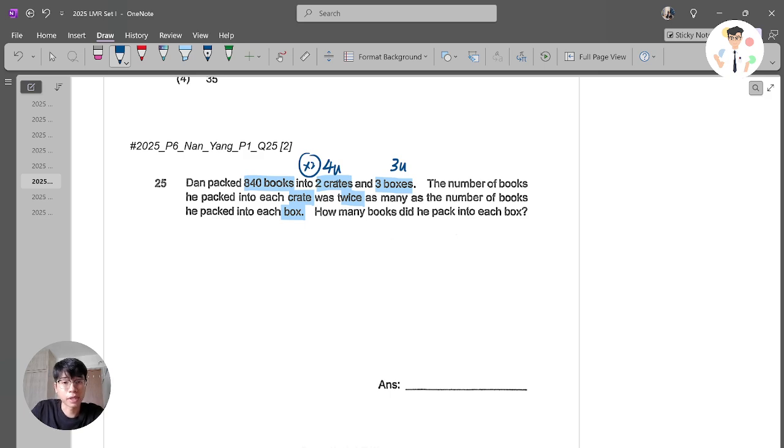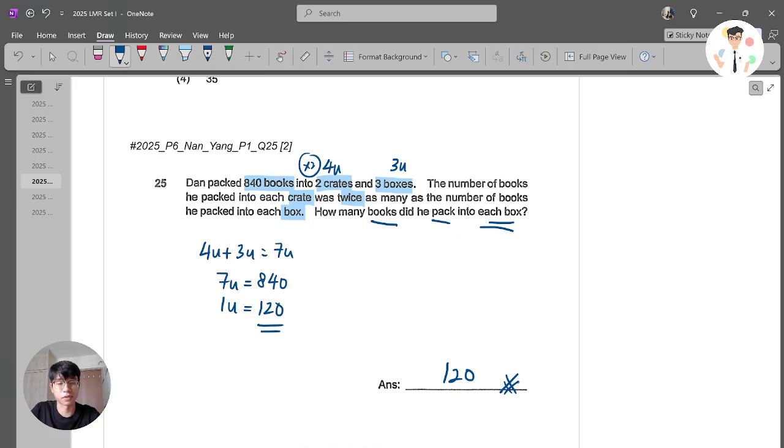Now, I know that this 4 units plus 3 units is actually 7 units, and this 7 units is actually equal to this 840 books. Okay, how about 1 unit? 1 unit will be equal to 840 divided by 7, which is equal to 120. Now, what is the question asking? How many books did he pack into each box? Now, each box is 1 unit, because 3 boxes is 3 units, so 1 box means 1 unit, and 1 unit is 120. So the answer is 120. Okay, so we are done for this question.